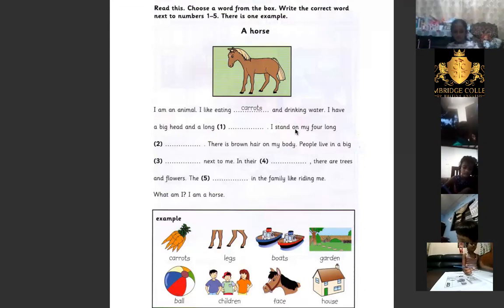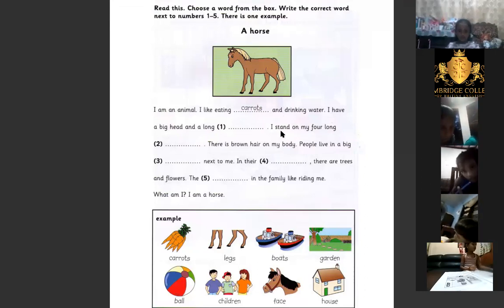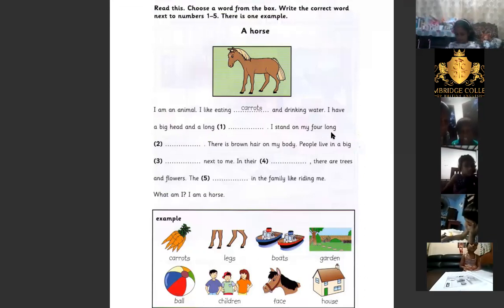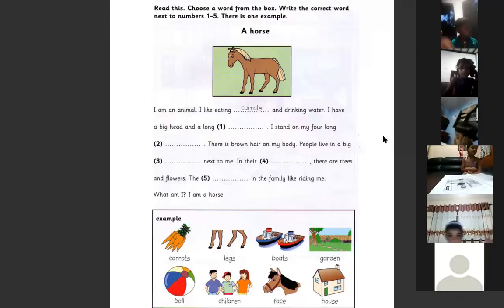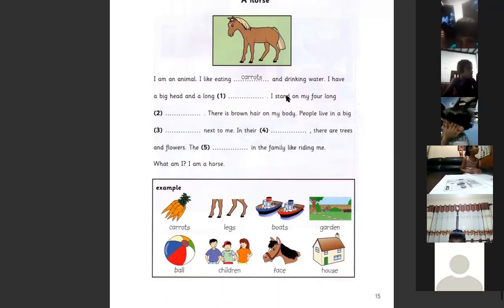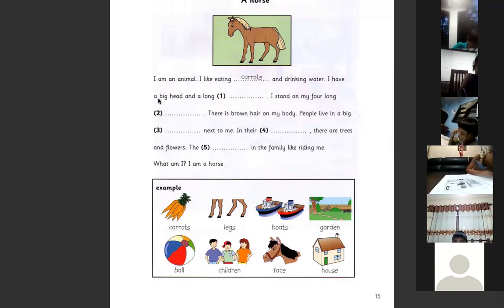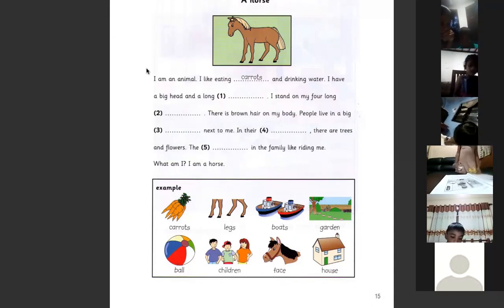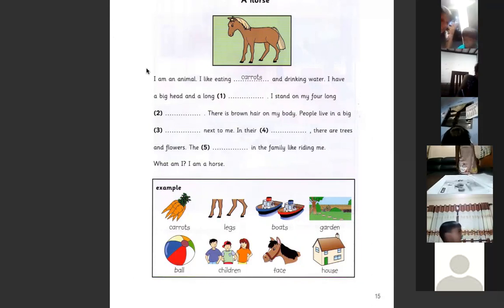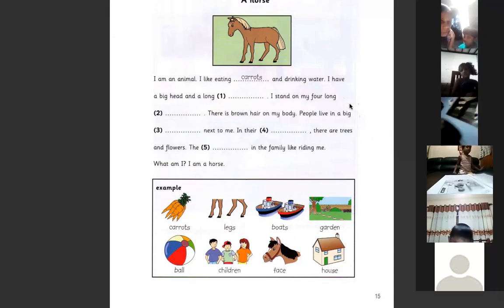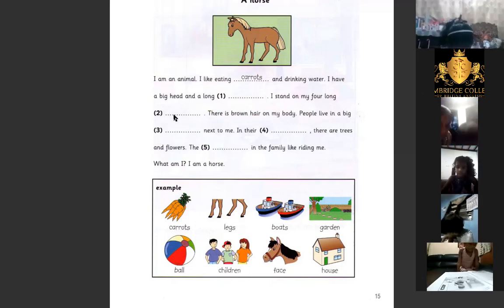I stand on my four long. Stand means what? What do you want to use to stand? Yes? Legs, very good. Legs. I stand on my four long legs. The number two answer is legs. Now write the word legs here. Have you finished? Right. Legs, number two, answer is legs.